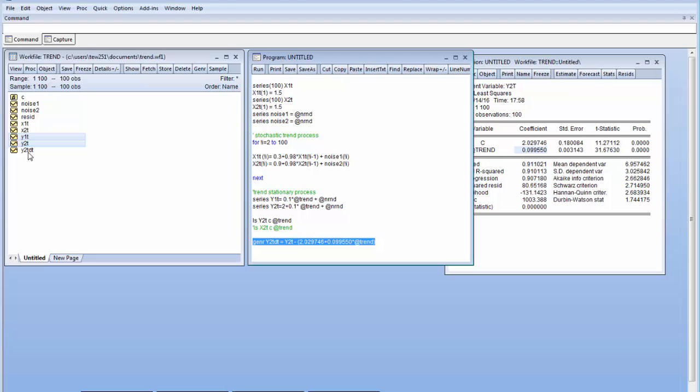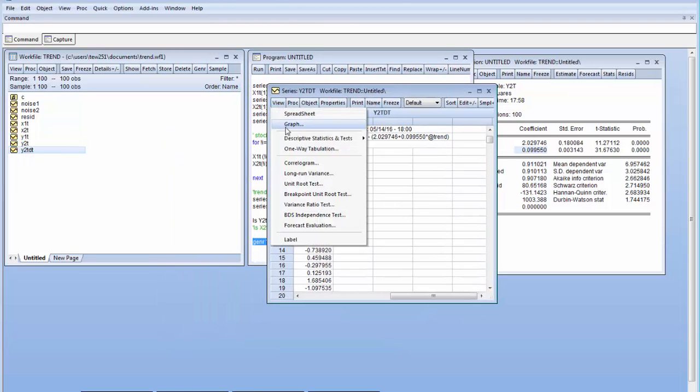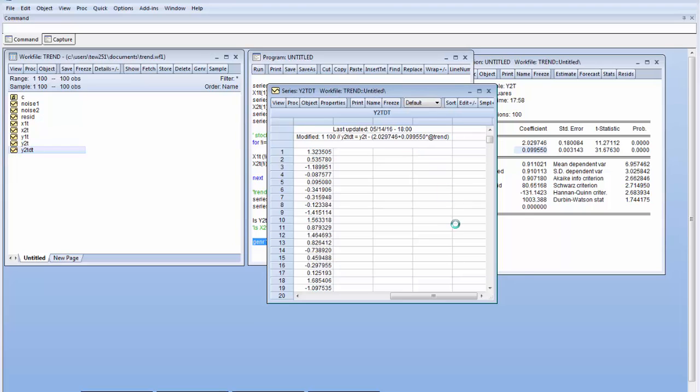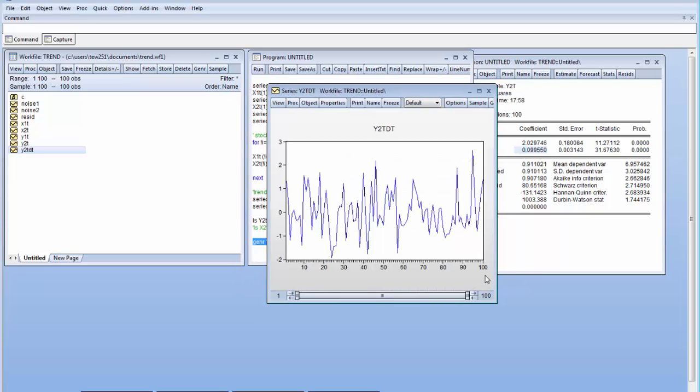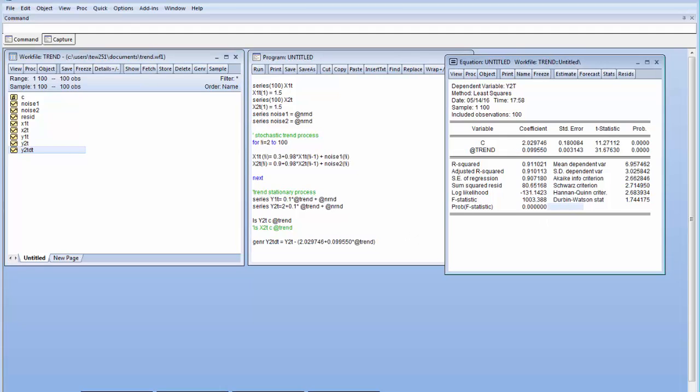We should get a new variable called y2dt. Open this and see the graph. Yeah, this is our detrended y2t. And you could do the same thing with y1t, and it will give you the detrended variables. Then using this y2dt and y1dt, you can do VAR analysis, so you don't have to do cointegration analysis. It will be misleading if you do it.